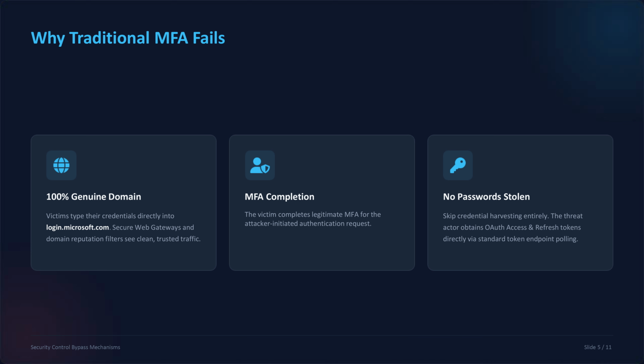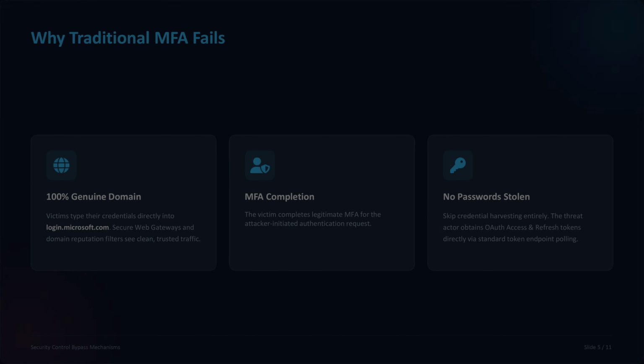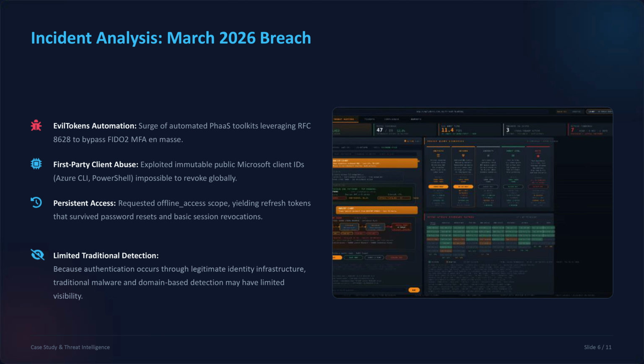Instead, the attacker can abuse the victim's identity and the authorization mechanisms of the cloud service. This changes the security model. The endpoint may appear clean. The Microsoft login page may be legitimate, and MFA may succeed. Nevertheless, the attacker can obtain an authenticated session. After the victim completes authentication, the next important part of the attack is token acquisition. OAuth access tokens represent authorization to access specific resources.